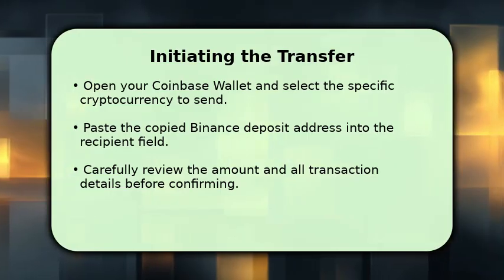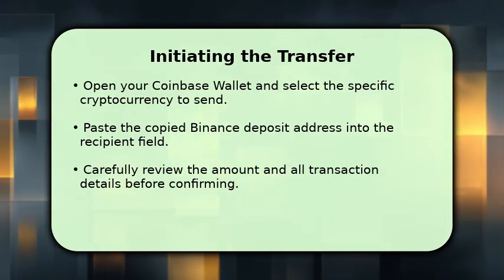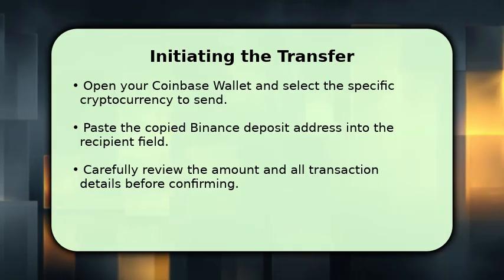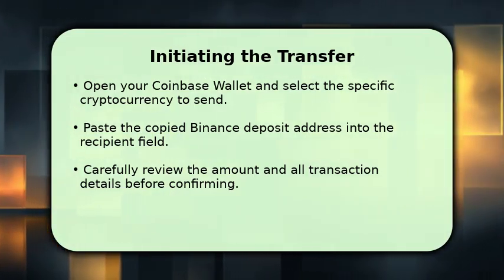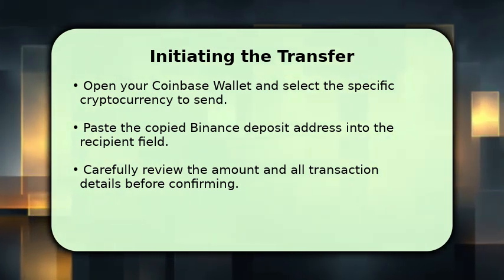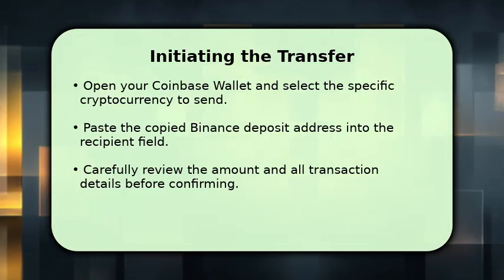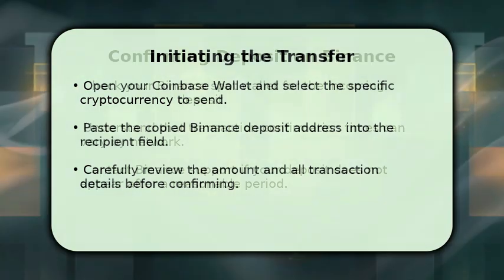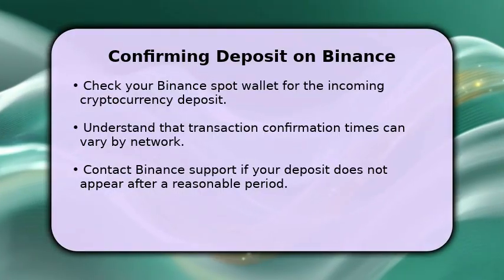Now, let's initiate the transfer from your Coinbase wallet. Open your wallet application and select the cryptocurrency you wish to send. Paste the Binance deposit address you copied earlier into the recipient field. It's vital to ensure this address is absolutely correct. Enter the amount you want to transfer, then meticulously review all transaction details before confirming the send. This step is irreversible.